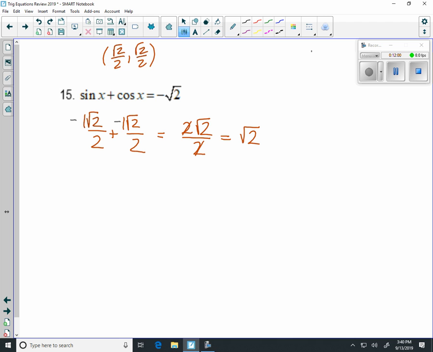So if I have a negative 1 radical 2 and another one, then I have negative 2 radical 2's. And then those 2's cancel, and I have negative radical 2. So sine and cosine are both negative in the third quadrant, and the third quadrant, fourth, is 5 pi over 4.